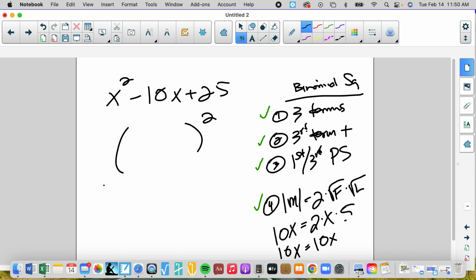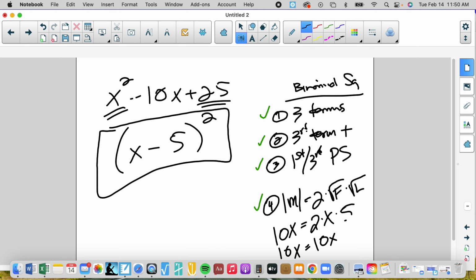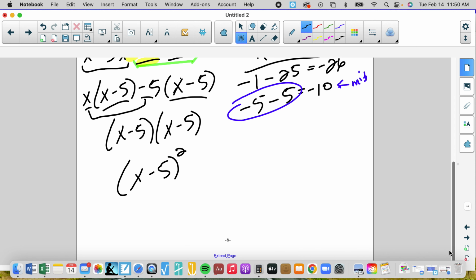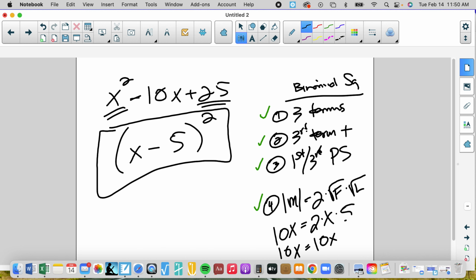So I know that it's a binomial square. The way you find it, you take the square root of your first, the square root of your last, and then you take the sign from there. So that sign comes down. So this is your answer: the quantity of x minus 5 squared. Was that what we got over here? Oh yes, the quantity of x minus 5 squared.